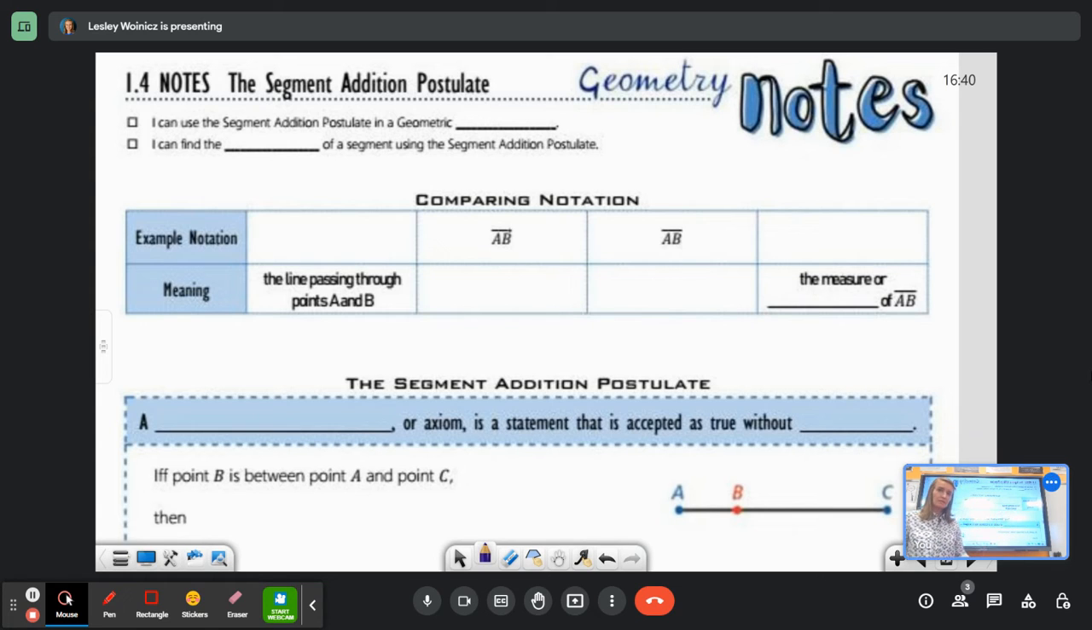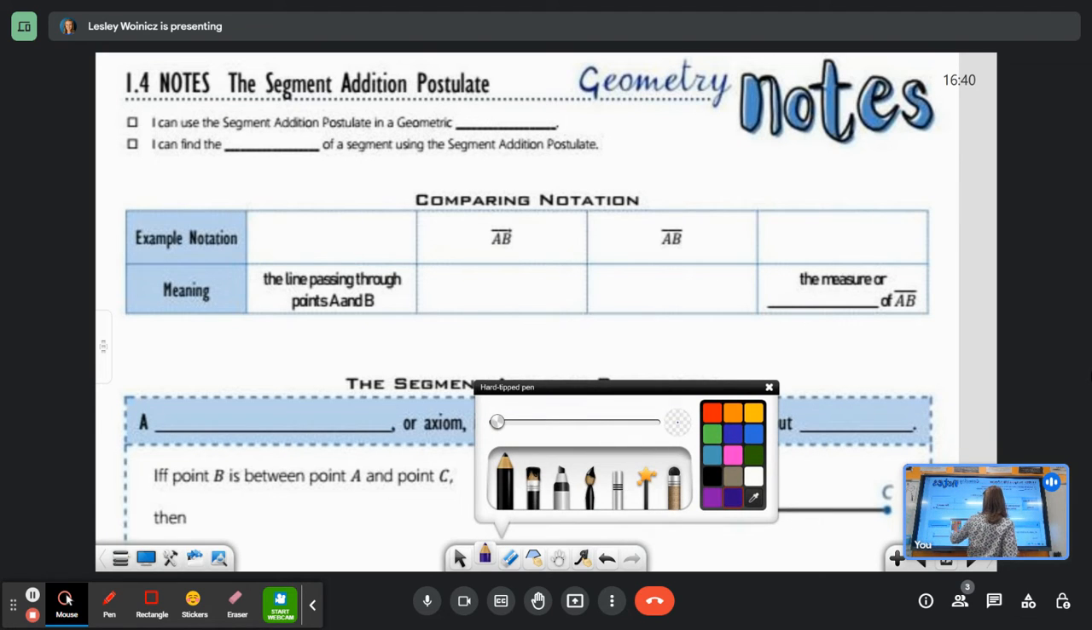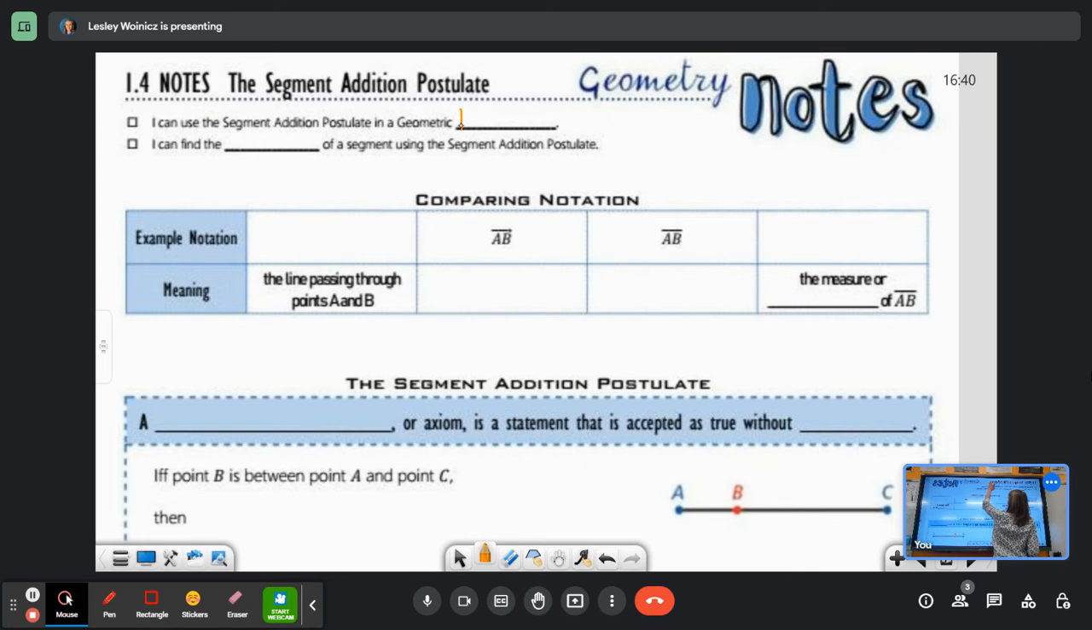Hey everybody! Today we're going to talk about the segment addition postulate. We are going to use the segment addition postulate in a proof, and we're also going to find the length of a segment using the segment addition postulate.